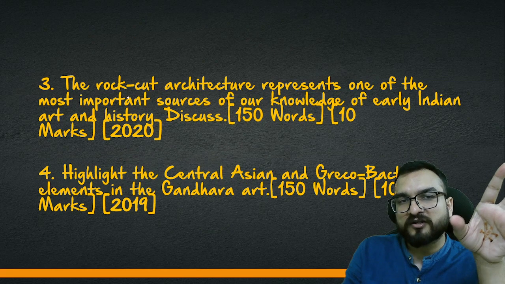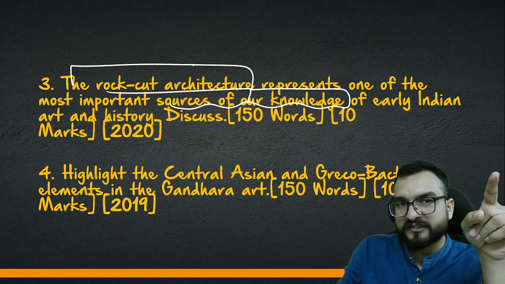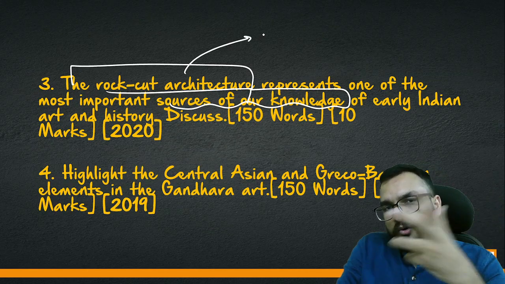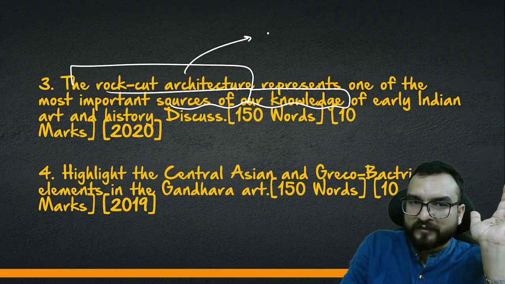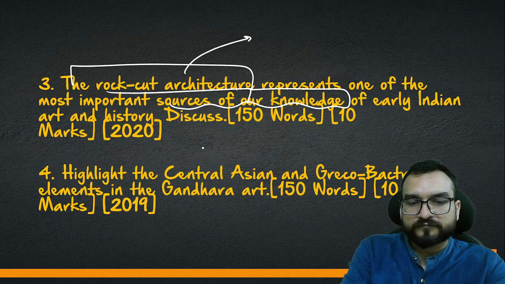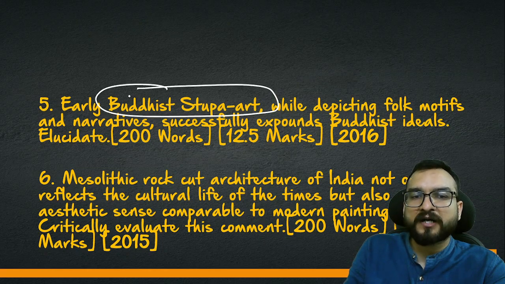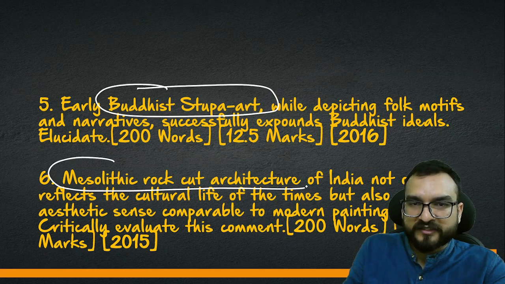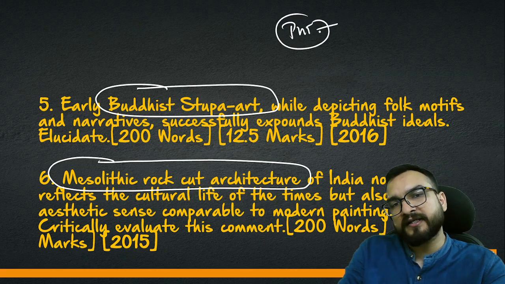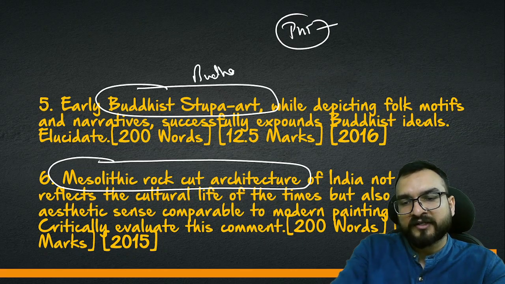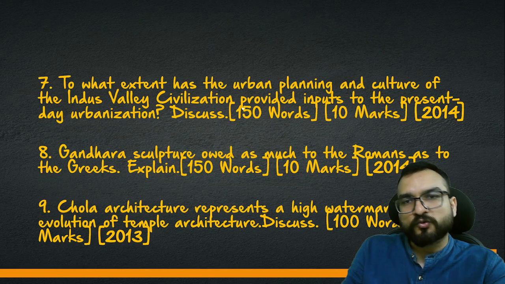You see the third question: rock cut architecture represents an important source of our knowledge. That means they want to understand how rock cut architecture is representing our culture or our history. Over here they are asking about the Buddhist stupa art. They are asking about the Mesolithic rock architecture. So are they touching upon prehistoric times rock cut architecture too? Then this is Buddhist architecture. Then over here, this is Gupta and Chola.